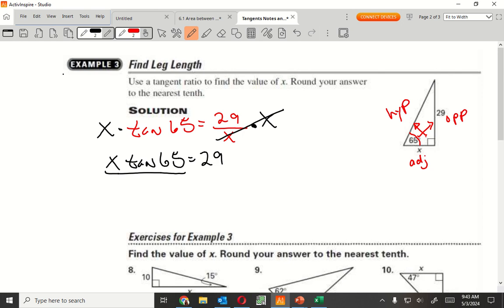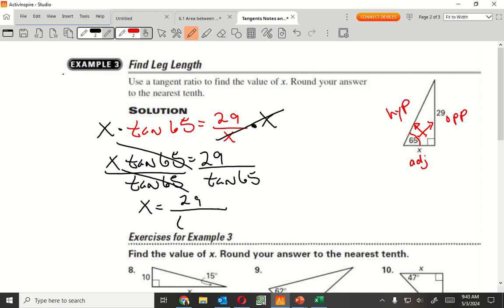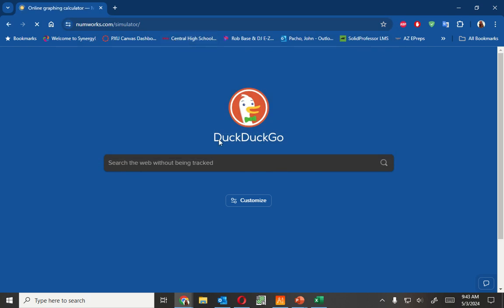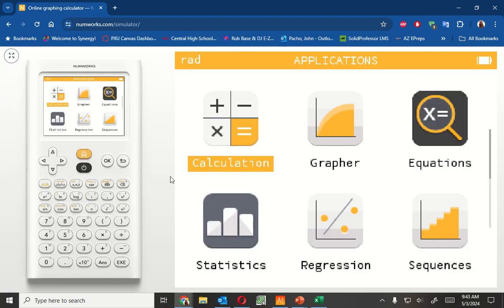I only want the x by itself. So the tangent 65 will now cancel. X equals 29 over tan 65. Now I am going to pull up my handy dandy calculator. It's 13.5295.